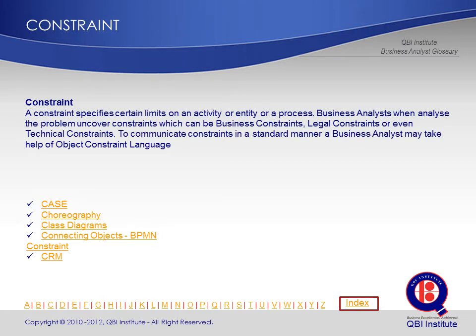Constraint. A constraint specifies a certain limit on an activity, entity, or process. Business analysts, when analyzing the problem, uncover constraints, which can be business constraints, legal constraints, or even technical constraints. To communicate constraints in a standard manner, a business analyst may take help of Object Constraint Language.